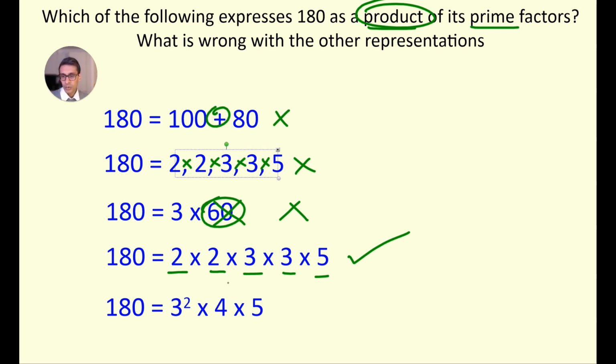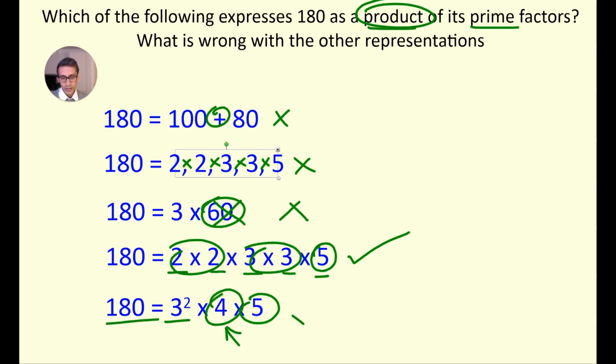And in the last example here, you can see the 3 squared is there, the 5 is there, but the 2 times 2 is written as a 4. So although that will give you 180, that's not a prime number, so this doesn't work. So there's only one correct answer, which is this one here.